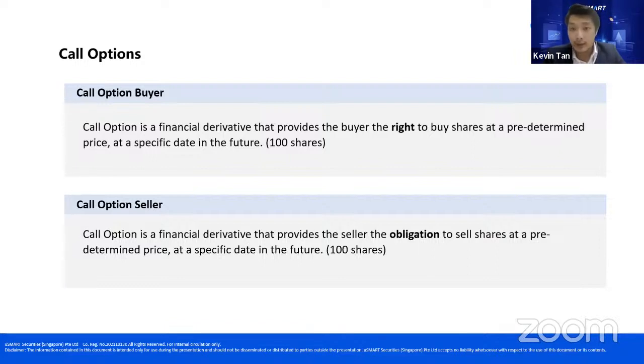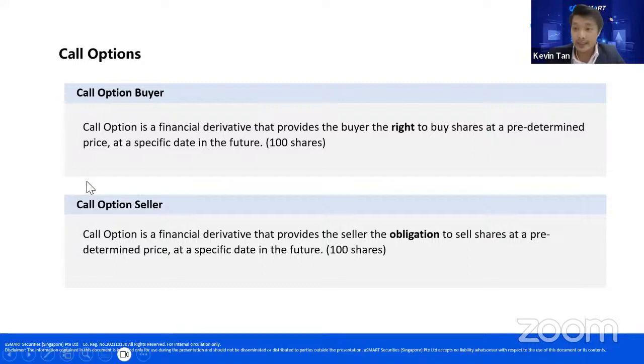And if you are the call option seller, you have the obligation to sell shares at a predetermined price at a specific date in the future. And similar to the call option buyer, these contracts are standardized, and usually it is 100 shares per contract.